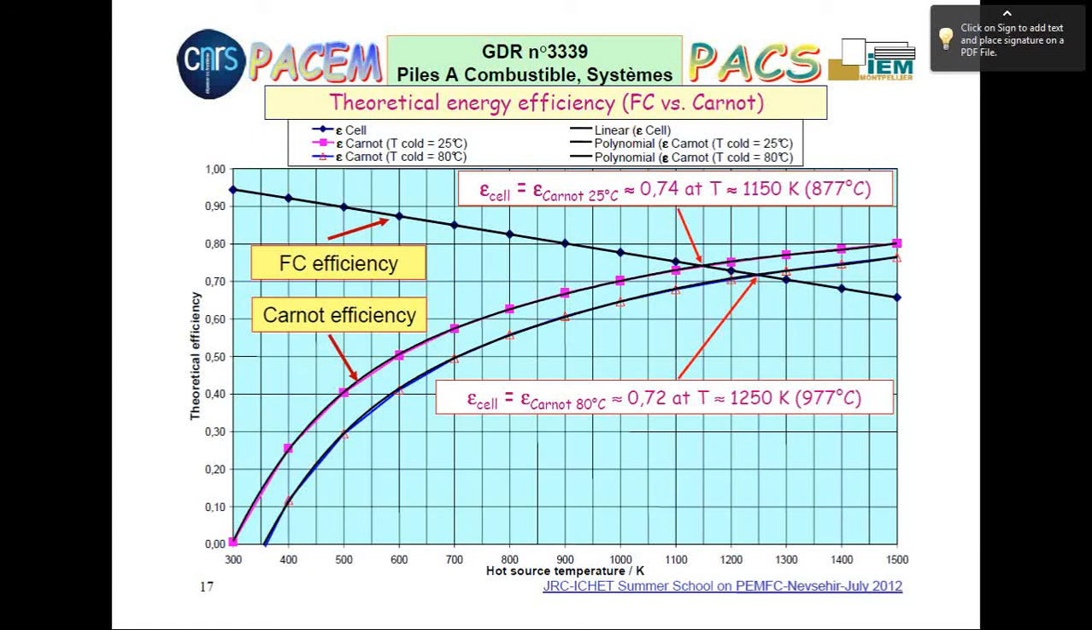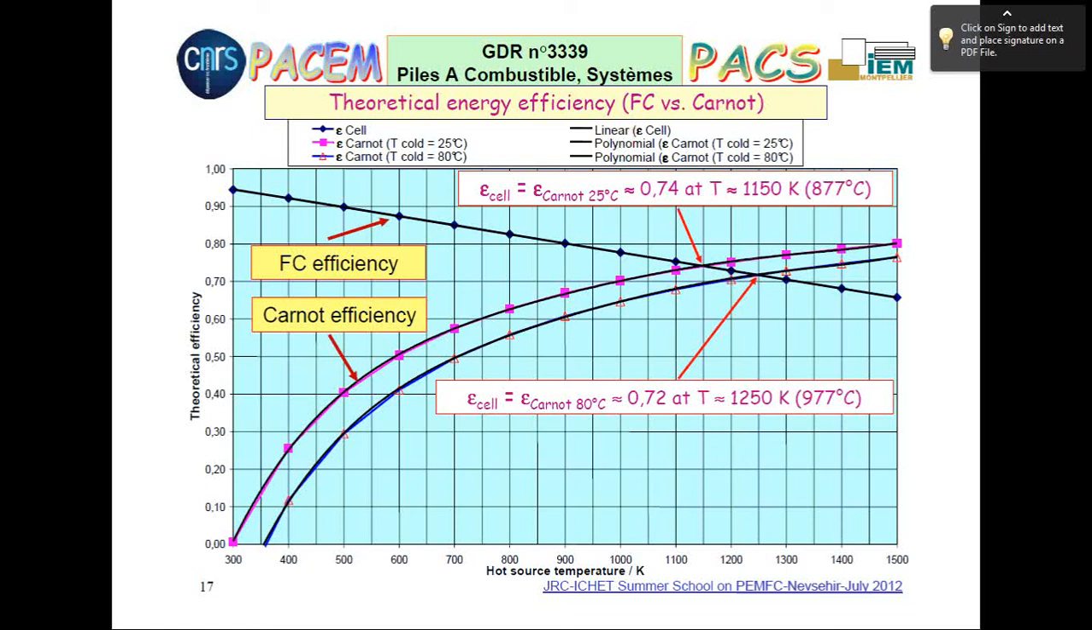It means that above this point, the fuel cell efficiency is lower than that of the internal combustion engine. So we are not speaking about solid oxide fuel cells, we are speaking about PEM fuel cells, low temperature fuel cells. But for high temperature fuel cells, the efficiency is lower than that of internal combustion engine.